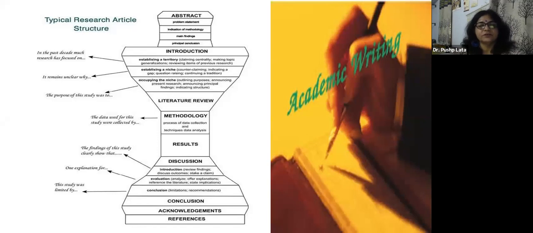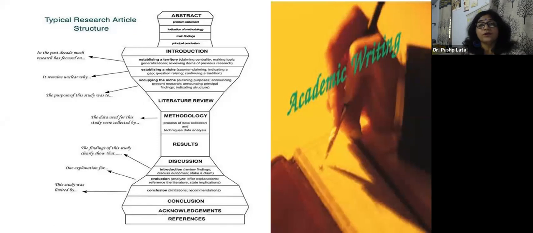Then after collecting the data, we try to bring out the results and analyze them and put it in the discussion part. And finally, we have the conclusion and summation. Let it be the part of a thesis, it could be a paper. Even in a thesis, a similar thing will happen.